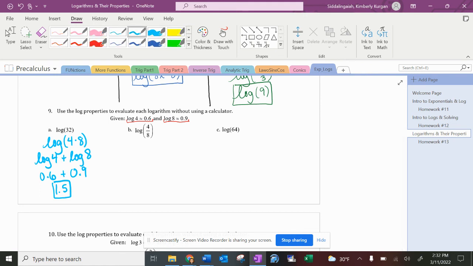All right, so next one, I'm going to pull apart that division. So remember, when we divide, it turns into subtraction. So log of 4, well, that's 0.6 according to this problem, and then log of 8 is 0.9. So if I subtract 0.9 from 0.6, I have negative 0.3.